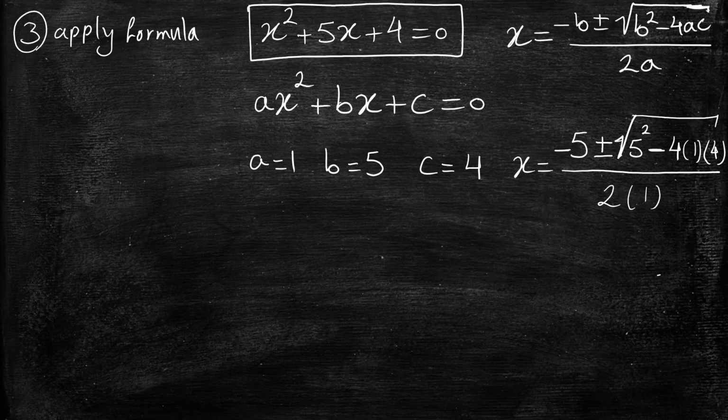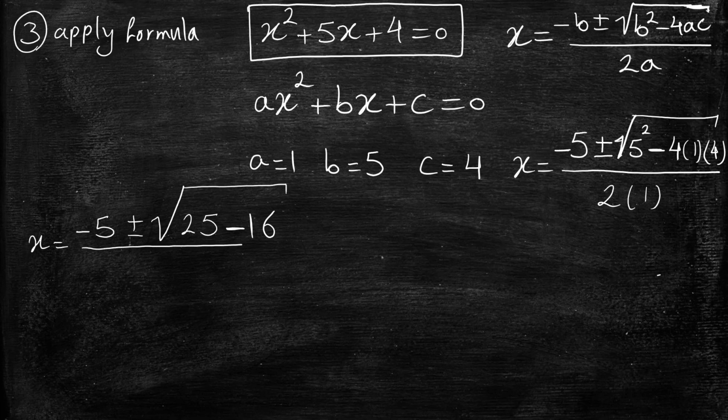Okay, I'm going to write it here again. So x equals minus 5 plus minus square root of 5 to the power of 2. 5 times 5, that's 25. Minus 4 times 1 times 4. So 4 times 1, that's 4. 4 times 4, that's 16. So 25 minus 16, square root of that. And all of it divided by 2 times 1, which is just 2.